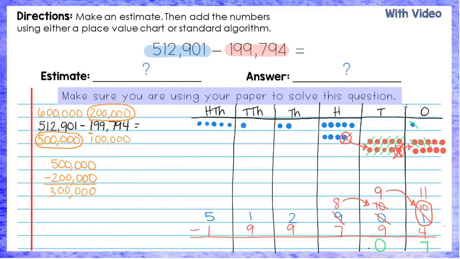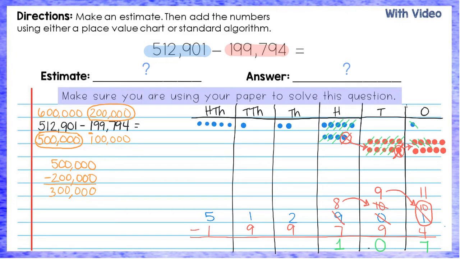Now in the hundreds place, I have 5, 6, 7, 8. Can I take away 7? Yes, I can. 1, 2, 3, 4, 5, 6, 7. That leaves us with 100 left. Now we have 2 in the thousands. Can we take away 9?